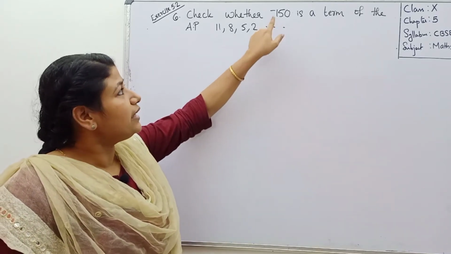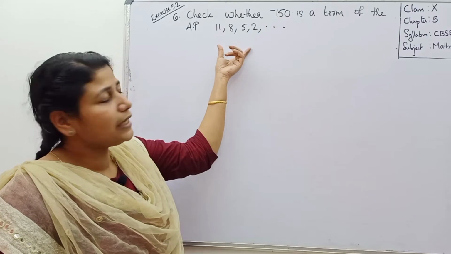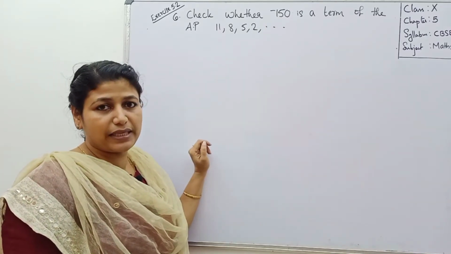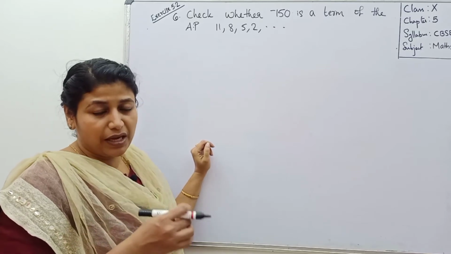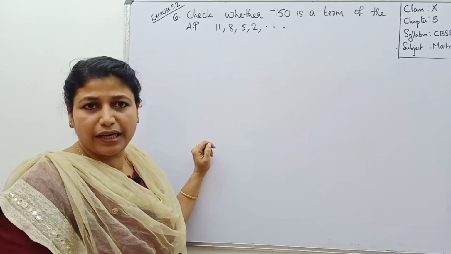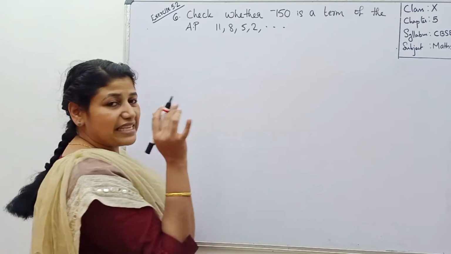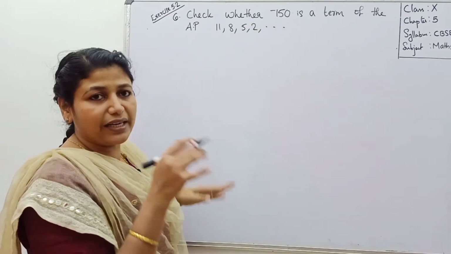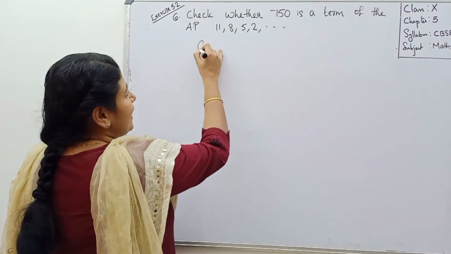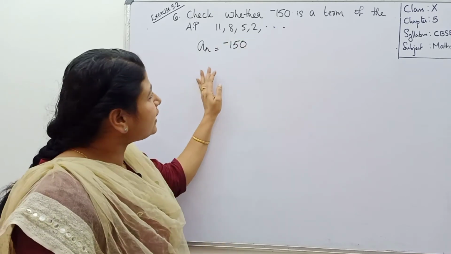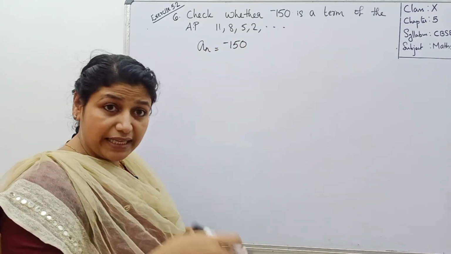നമുക്ക് വിചാരിക്കാം ഈ negative 150 എന്ന് പറയുന്നത് ഈ പ്രോഗ്രഷനിൽ ഉണ്ട് എന്ന്. 11, 8, 5, 2, etc. എന്ന സീക്വൻസിൽ negative 150 ഉണ്ട്. negative 150 ഉണ്ടെങ്കിൽ it has some position, അല്ലേ? അതിനൊരു സ്ഥാനം ഉണ്ടായിരിക്കും. We can take that position as n, that the nth term as negative 150. nth term ആണ് negative 150. Otherwise we can write an as negative 150. Okay, മനസ്സിലായോ? അപ്പോൾ nth term ആണ് negative 150 എന്ന് നമ്മൾ വിചാരിക്കുകയാണ്.